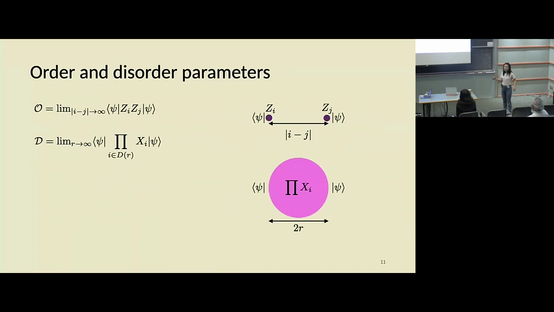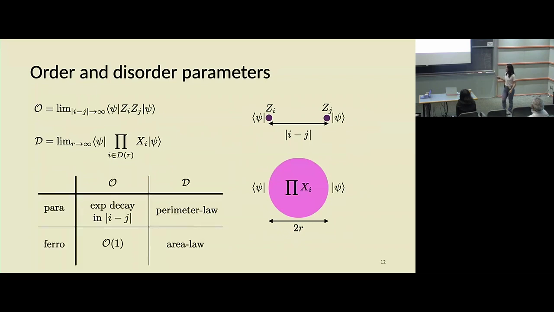Now, if you give me a state that has a Z2 symmetry, and you ask me what phase it's in, then what I would do is compute the order and disorder parameters. So in 2 plus 1D, I would compute the 2-point correlation functions of charge operators under the Z2 symmetry. And the disorder parameter is the symmetry operator for a patch. So these are the order and disorder parameters, and I would see how they scale.